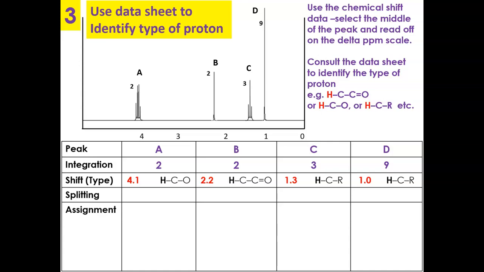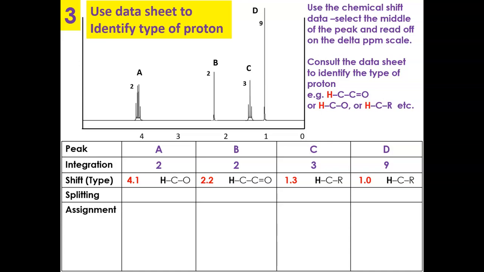So from the data sheet, use the chemical shift data. Now obviously, pick more or less the middle of the peak if you've got a spread out peak with lots of subsections to it. For example, peak A, as you can see, has got 4 parts, or is a quartet. So pick the reading for the shift scale from the middle of that spectrum.